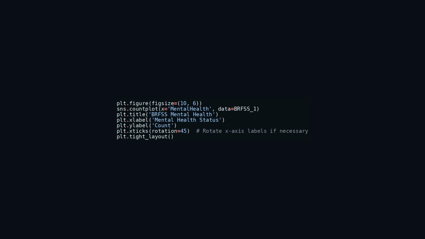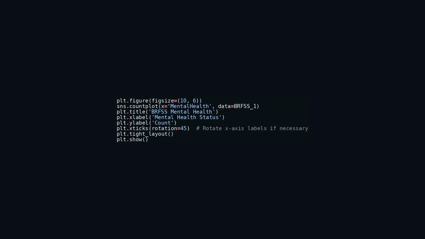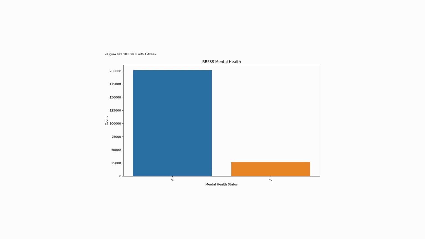This code snippet is valuable for visually representing the distribution of categorical data in the mental health column, aiding in prompt analysis and interpretation of mental health status counts through visual cues. This visual approach facilitates the identification of potential patterns or trends embedded within the dataset.